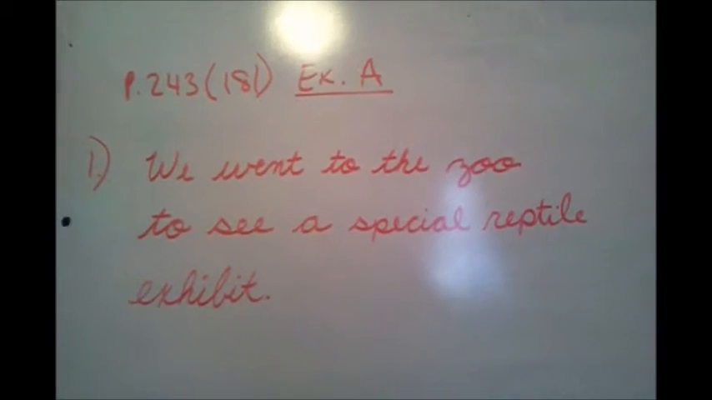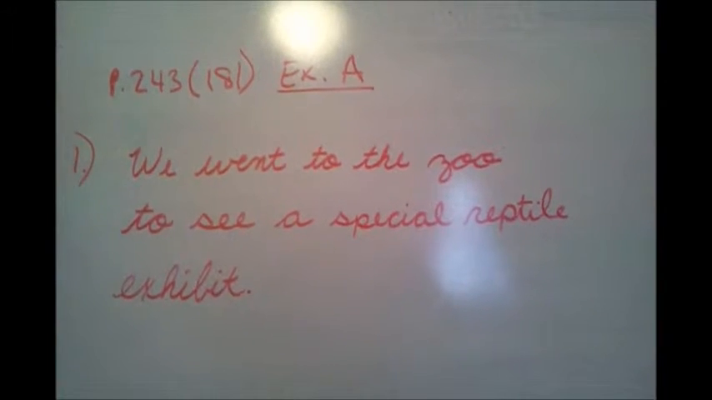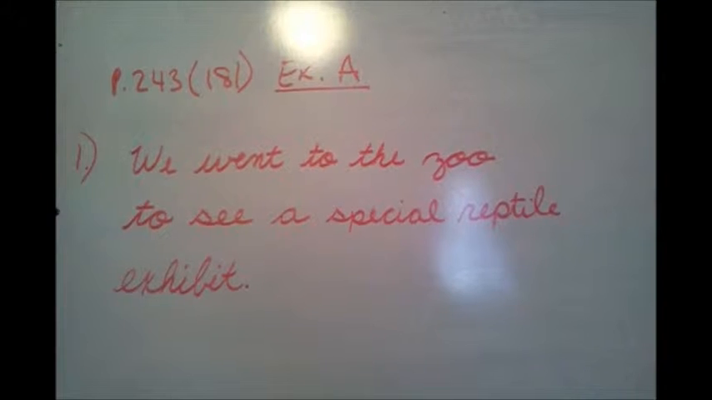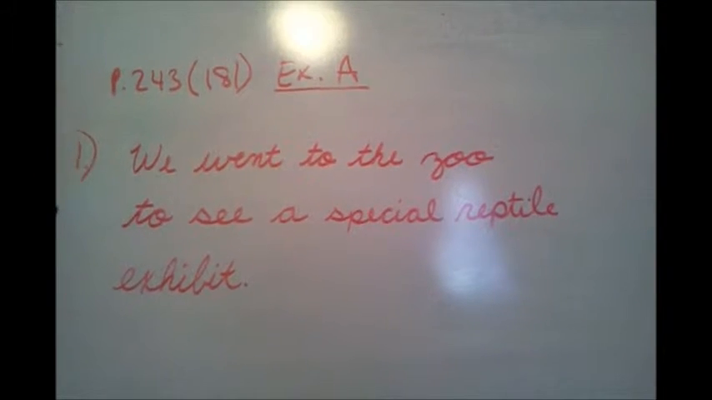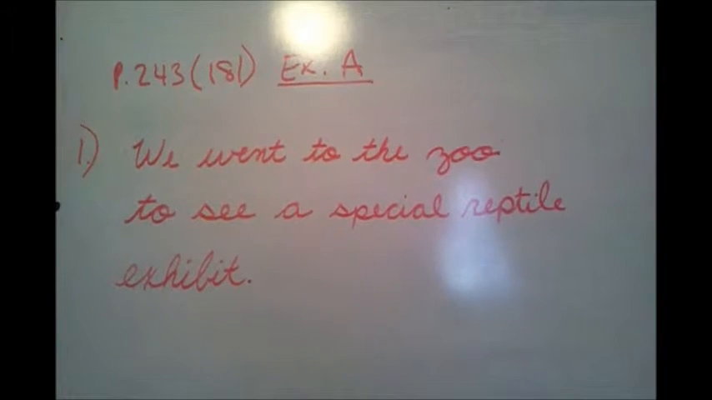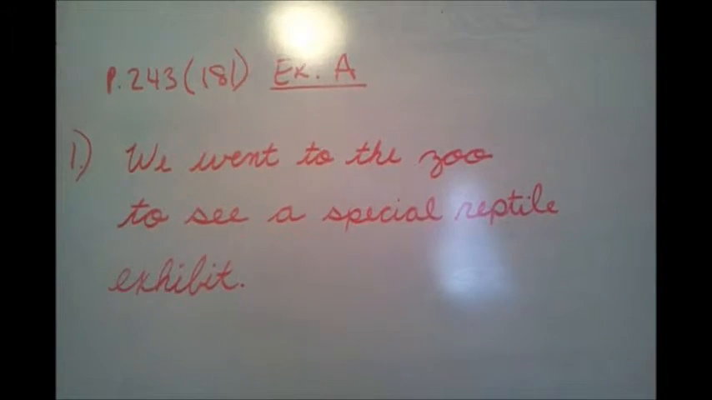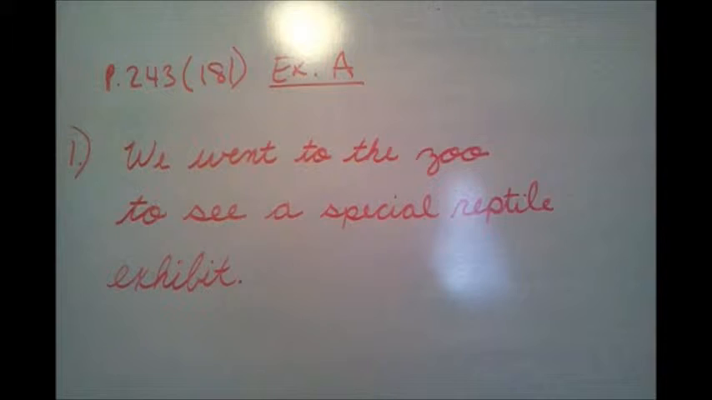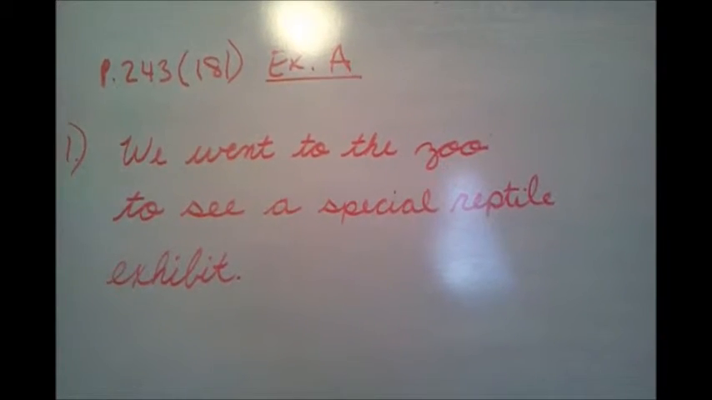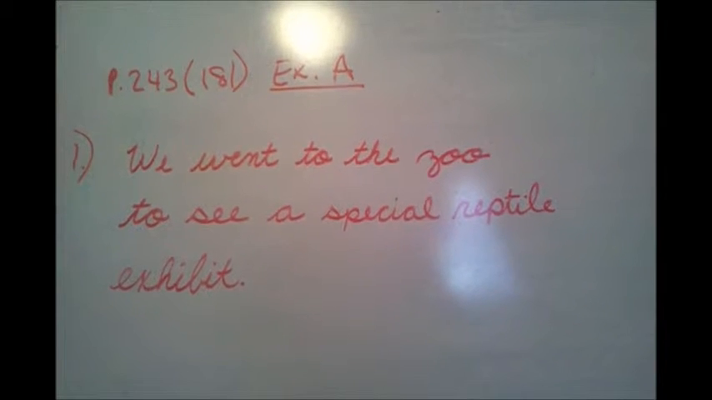So exercise A on page 243, 5th edition, 181, 4th edition, sentence number 1 says, we went to the zoo to see a special reptile exhibit. And we have a couple phrases here that are being used as adverbs. And the directions to the lesson tell us that if it's a prepositional phrase, they want us to circle it. And if it's an infinitive phrase, put it in parentheses, and then draw arrows to the word it's answering a question about.